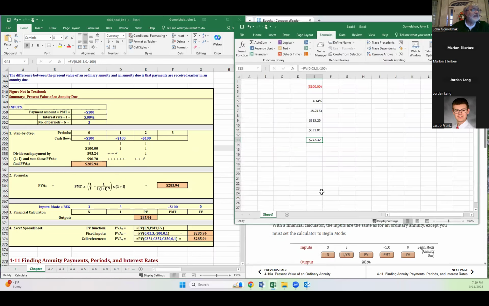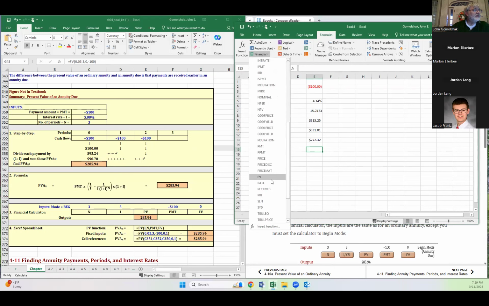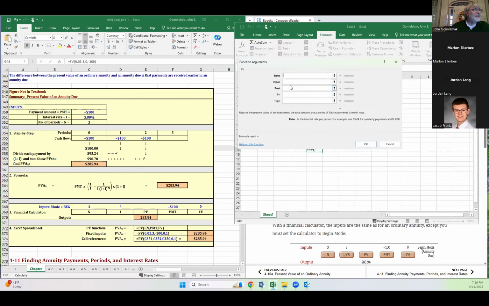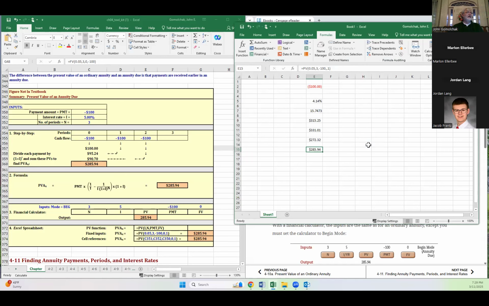Present value is what we're going to be using. Find the financial function, present value. The rate, 5% still. Number of periods, 3 periods still. Payment, -100. We don't know the future value. The type, since this is an annuity due, we have to put the 1 in. Hit OK, $285.94. Perfect.